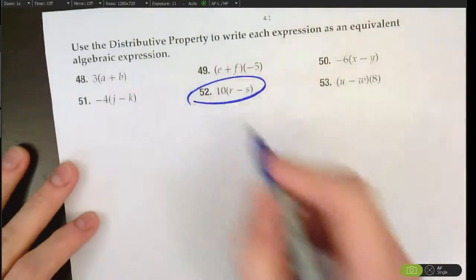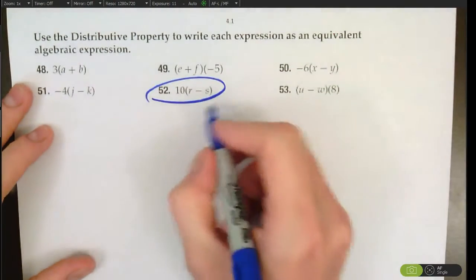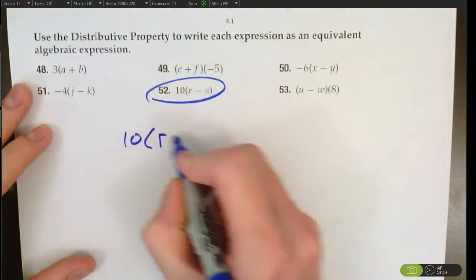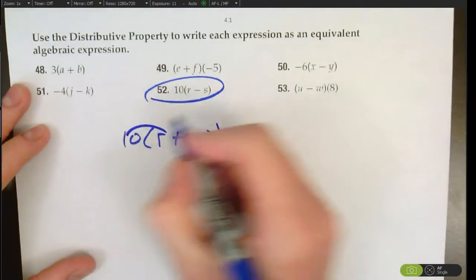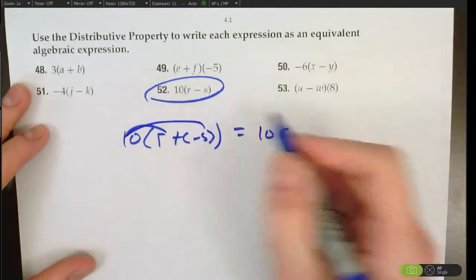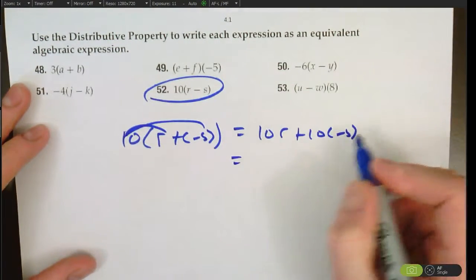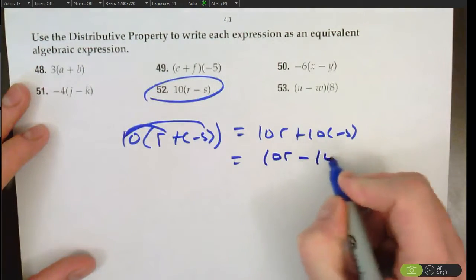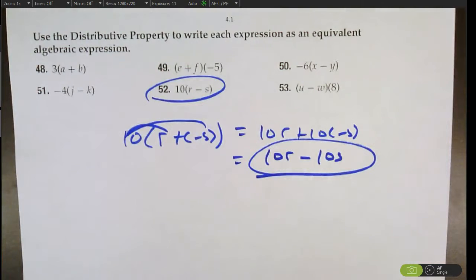Oh, number 52, let's say. Works just as well as any of them. I've got 10 times r minus s. Again, make that 10 times r plus -s. What that means is I'm going to have 10 times r, which is 10r, and then 10 times -s, which means it's -10s, so 10r minus 10s. There we go. And that's a little bit of everything from section 4.1.